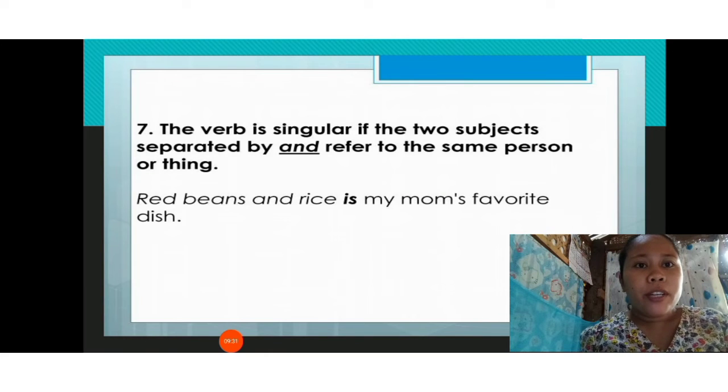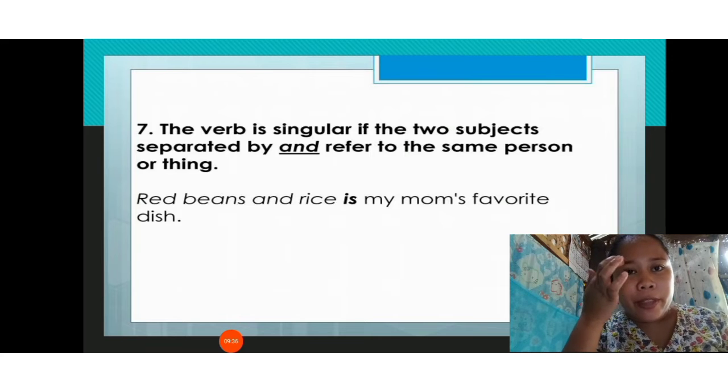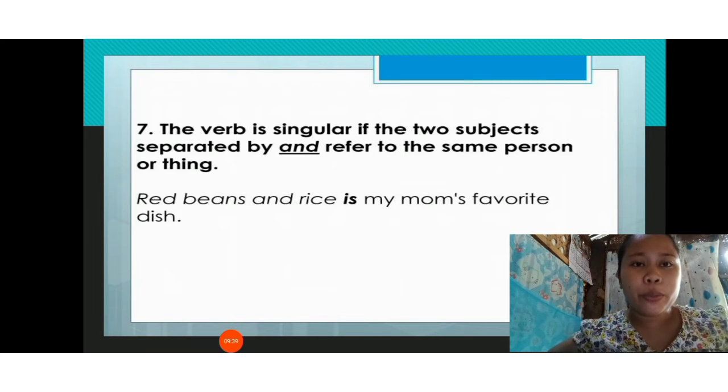Number 7. The verb is singular if the two subjects separated by and refer to the same person or thing. So for this seventh rule, two subjects separated by the word and but refers to the same person or thing. It requires singular form of the verb. For example, red beans and rice is my mom's favorite dish. Although these two things, red beans and rice, are two different things connected by the word and, but it refers to the same thing, which is my mom's favorite dish. So the rule is we are going to use singular form of the verb, and that is.